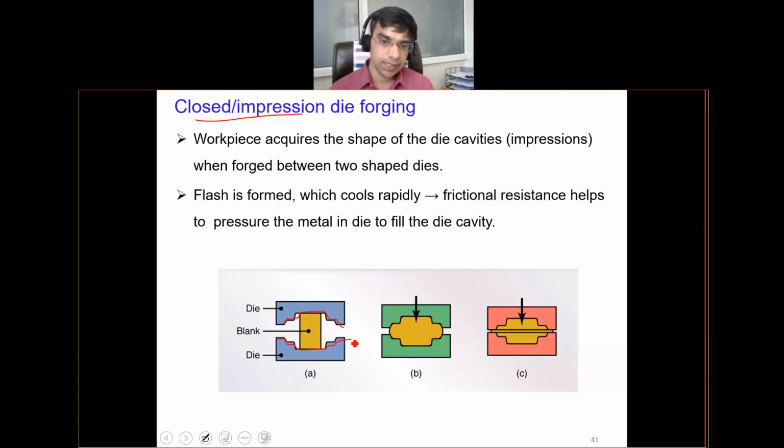So you can understand that in this case, first creating this die and creating the shape in this die is an expensive process. So generally, closed die forging will be a mass production process where the cost of production of the die will be justified by producing a higher number of workpieces. In this case, flash is also formed, and this flash is then removed by some finishing operations which can be done later on.